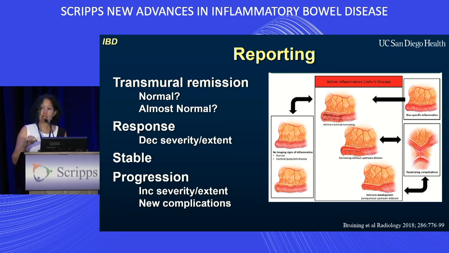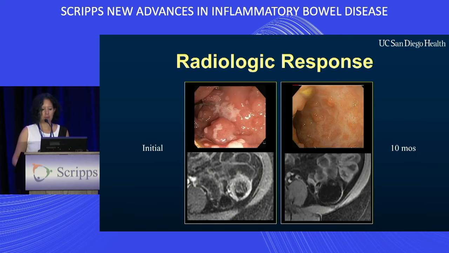And the definition of transmural remission on imaging is a controversial one. Like, does it have to be an absolutely normal looking bowel, or is it okay if we just say it's almost completely normal? Where do we draw that line? Once again, the length of involvement is something that we really should be providing to you guys in our reports, the extent of disease. Or is it stable? Or is it progressed, in which case we're saying that there's increased evidence of increasing inflammation, increased length of involvement, or perhaps new complications have developed.